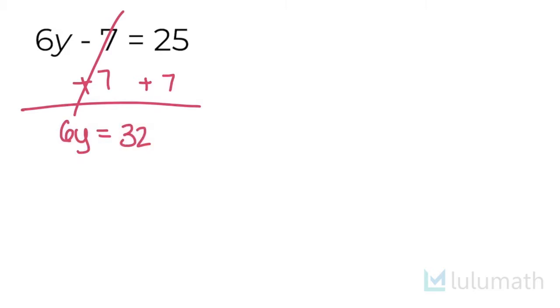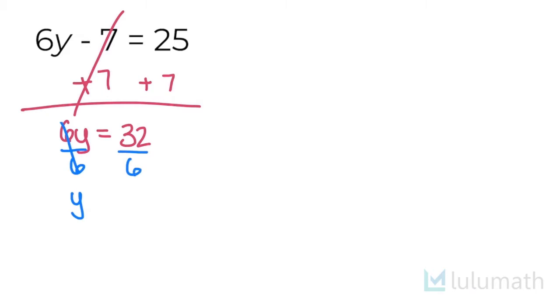But I haven't fully solved my equation because I haven't figured out what just y is. I figured out what 6y is. So now I need to get rid of this 6. Well, this says 6 times y, so the opposite of multiplication is division. So I'm going to divide by 6, and 6 divided by 6, quote unquote, cancels out to give me 1, so I get 1y, but 1 times y is just simply y. So I can just write down that this is y. But whatever I do to one side, I have to do to the other side. So I get 32 over 6.